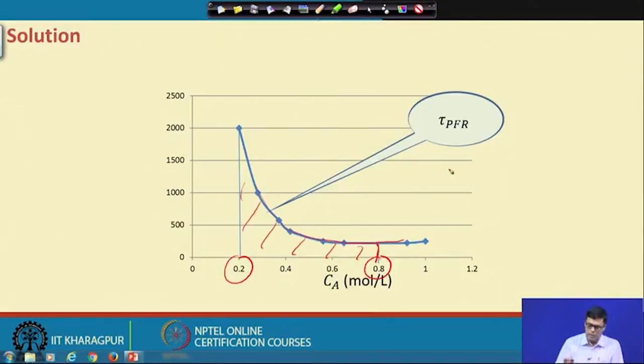So, what we learned from this particular lecture is how to find out the batch time. I told you that to find the batch time, you either go for numerical or computational techniques, or better, you go for graphical analysis. Since the batch time is equal to integral of minus dCA by minus RA, if you plot 1 by minus RA against CA, the area under this curve can easily be calculated. You can find out how much time is required for 75%, 80%, 90% substrate conversion.